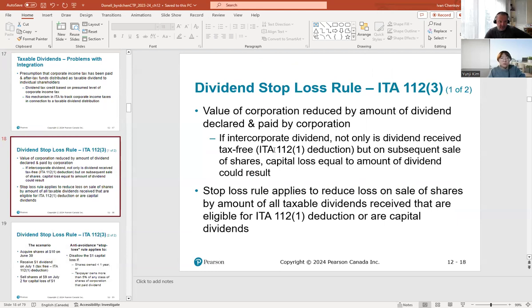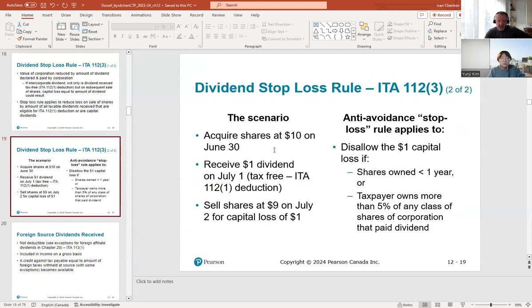Dividend stop loss rule. What will that be? The scenario: let's acquire shares at $10, receive a $1 dividend, and sell the shares for $9 in July for a capital loss. Now the anti-avoidance stop loss rule will be applied, which will disallow the capital loss. Right, the capital loss that you're showing will be disallowed.